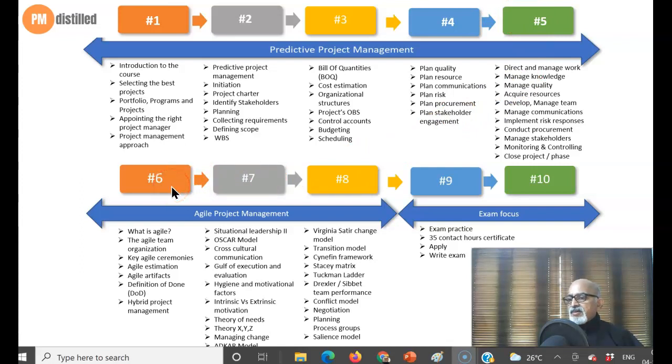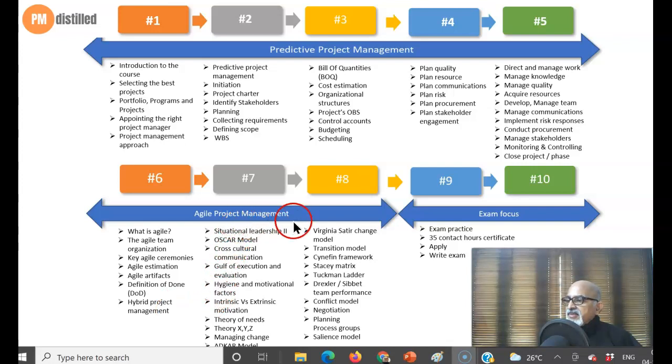We start discussing agile project management, starting with what is agile, the agile team organization, key agile ceremonies, agile estimation, agile artifacts, definition of done, which is very critical. And then we discuss hybrid project management.